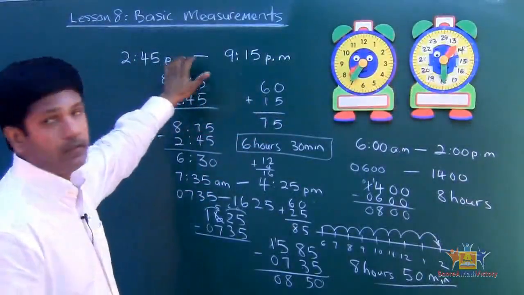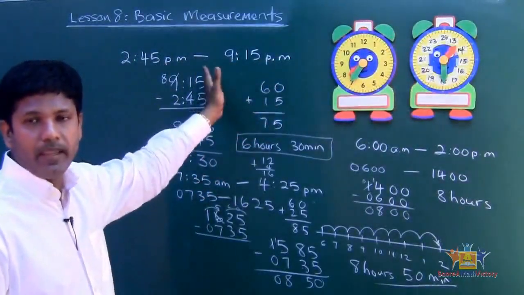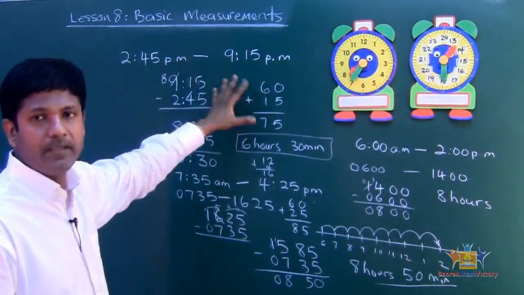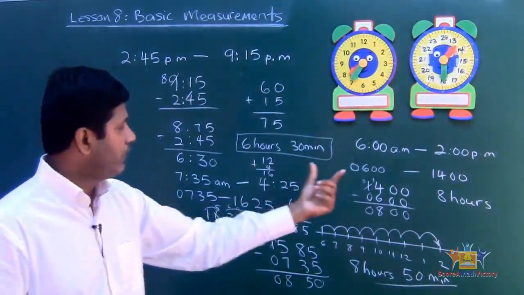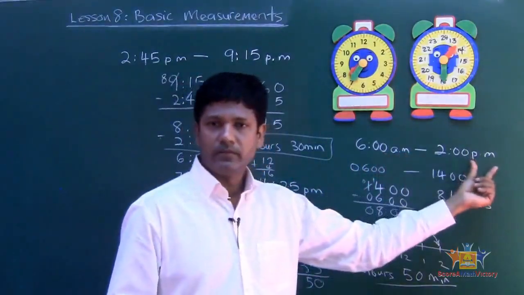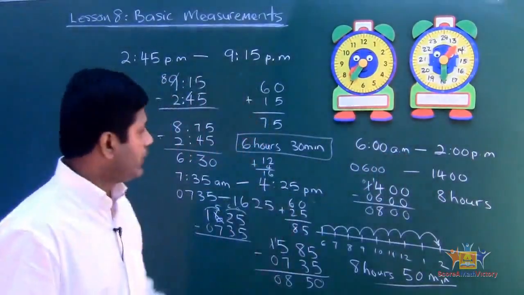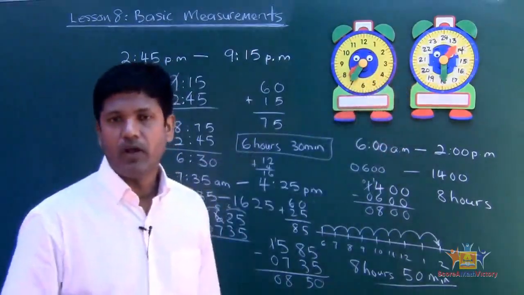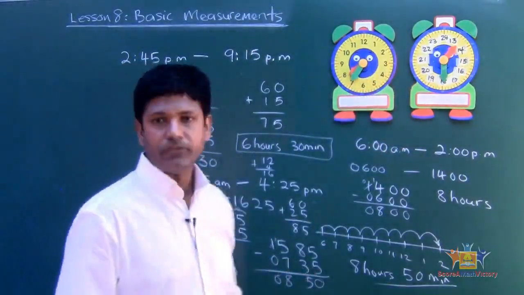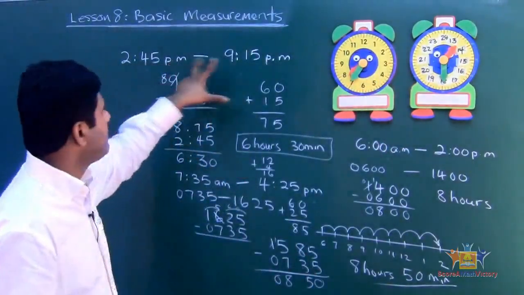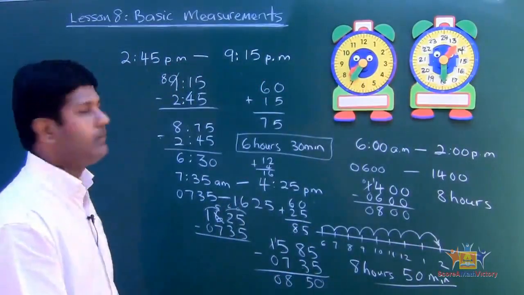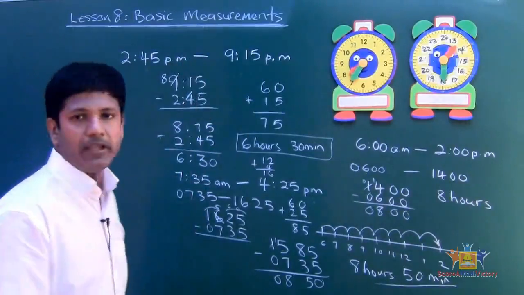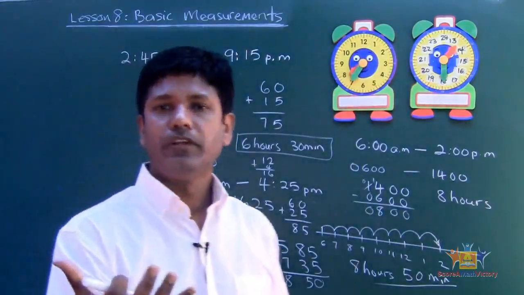If I give you the form of AM, PM, PM, AM, or any mix, when they're not on the same side of the day, then you convert them to the 24-hour system and then solve it, and you will get the answer. If they both are on the same side of the day, if it's PM, PM or AM, AM, you don't have to convert, you can right away subtract to get the answer.